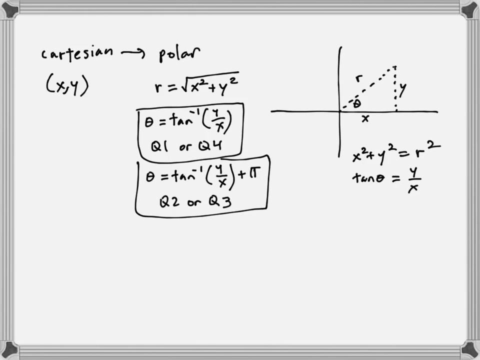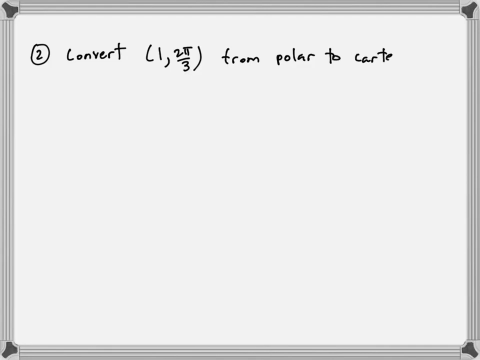So let's do a tiny bit of practice here. We'll do a quick example before we move on to the next thing. Okay, so this will be example 2. I want us to convert (1, 2 pi over 3) from polar to Cartesian.